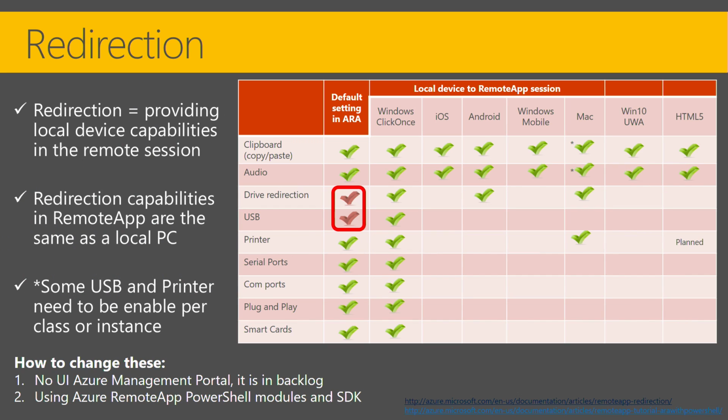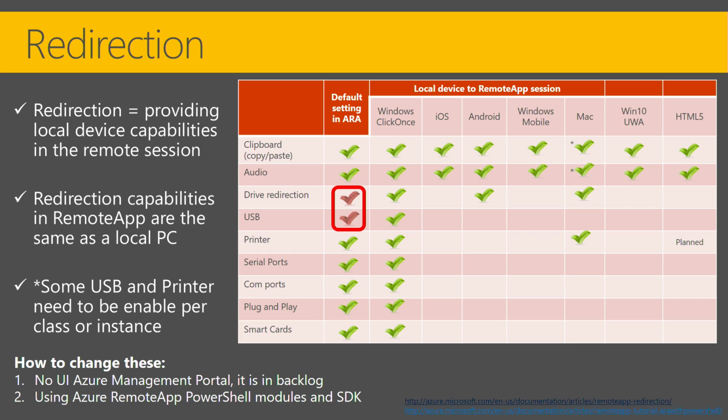Yesterday, I talked about redirection. Drive redirection and USB redirection are not enabled by default. You have to use Azure PowerShell commandlets in order to enable that. But everything else is copy, paste, audio, printer, serial ports, COM ports, plug and play. Those are all enabled by default. It's just those two that are not. And our Windows client has all of those capabilities.